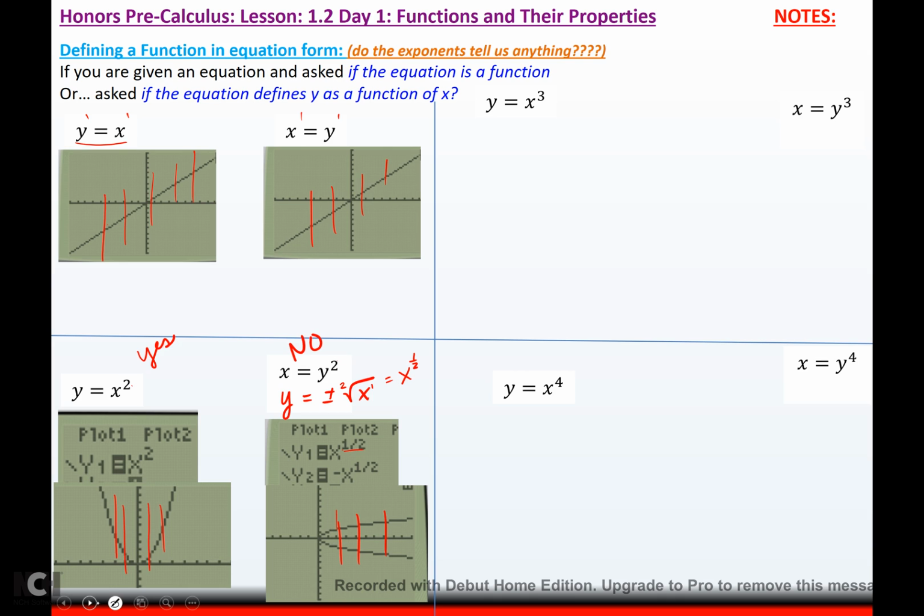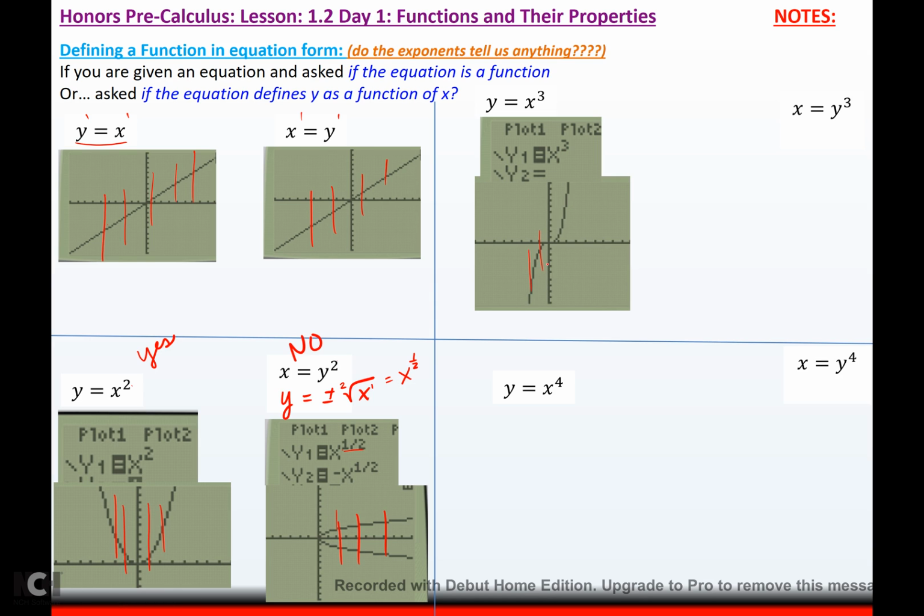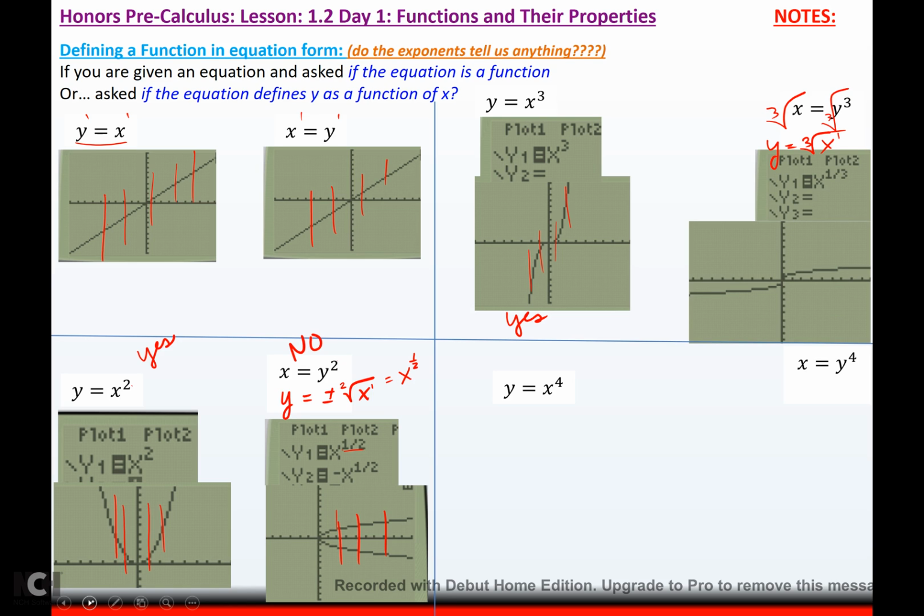Okay, let's look at cubes. If I type in y equals x cubed and I graph it, I get this s-looking thing, which passes, so this is a function. Again, if I do this, I have to take the cube root of both sides to get x alone, so I have y equals the cube root of x. And I don't need plus or minus, not when that index is odd. You only need plus or minus when it's even. So I type that x to the 1/3, and I graph that, and yes, that passes the vertical line test.